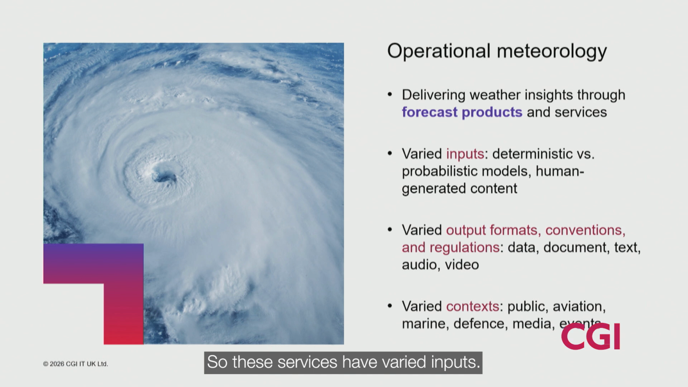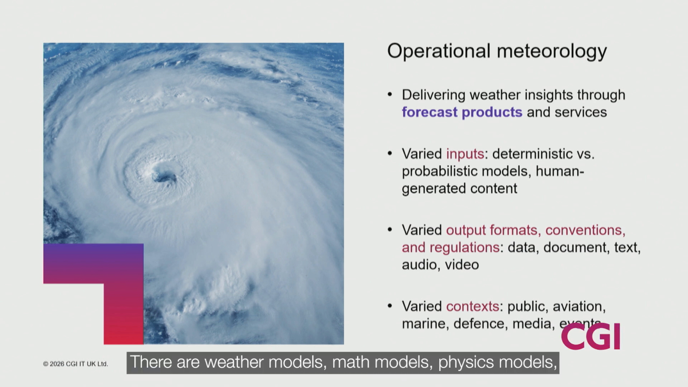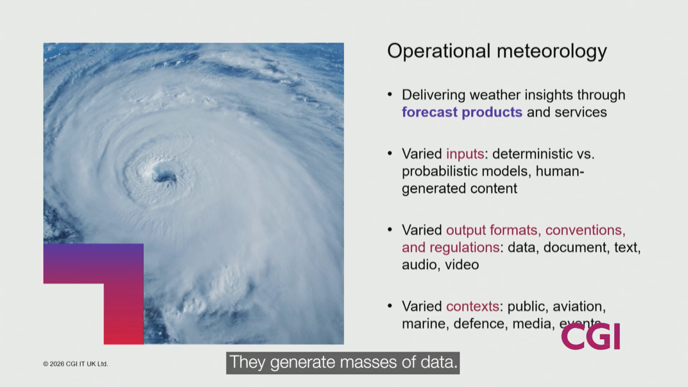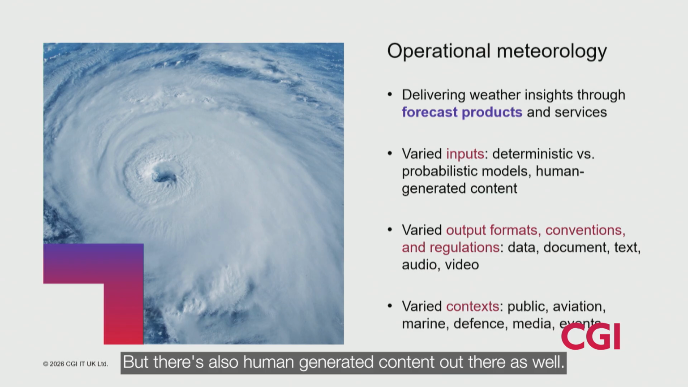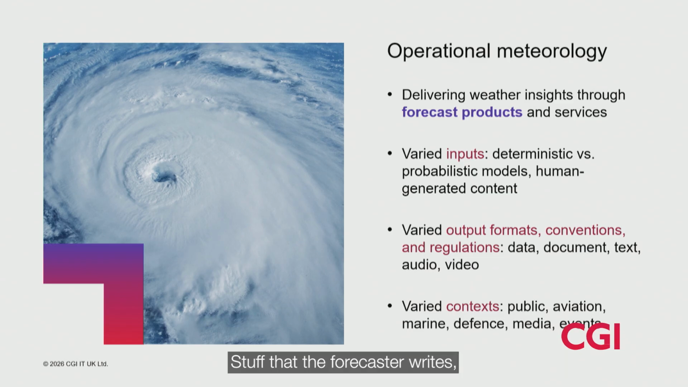So these services have varied inputs. There are weather models, math models, physics models, which are deterministic or probabilistic in various ways. They generate masses of data. But there's also human-generated content out there as well, stuff that the forecaster writes, to be read out on the news, for example, or something like that.